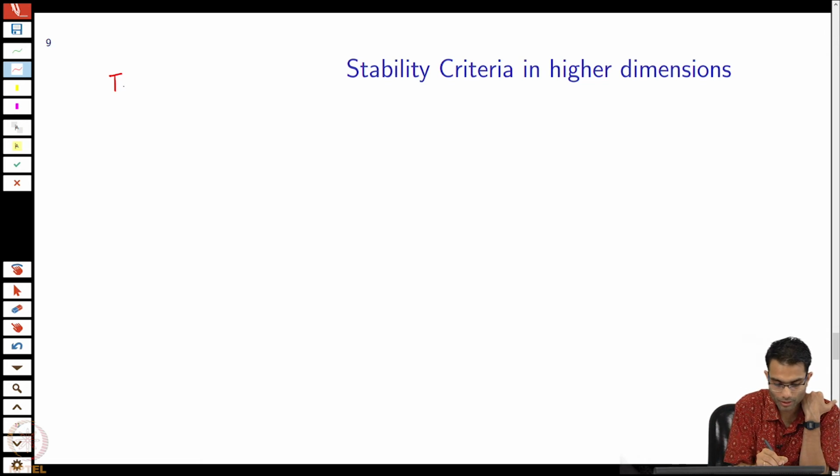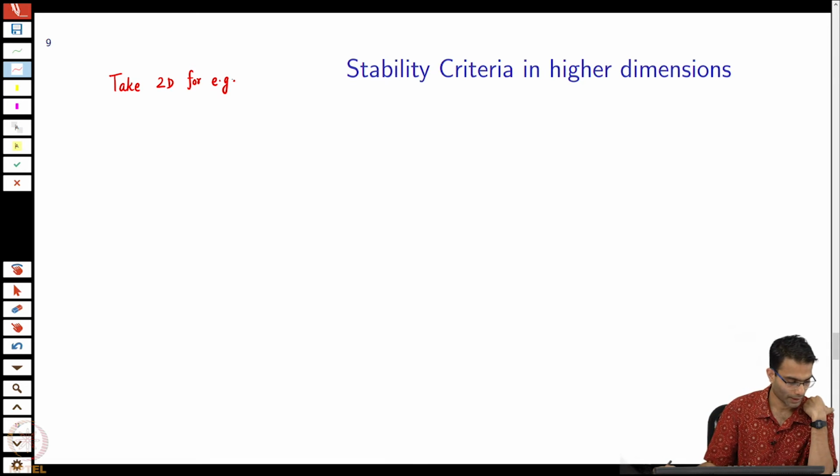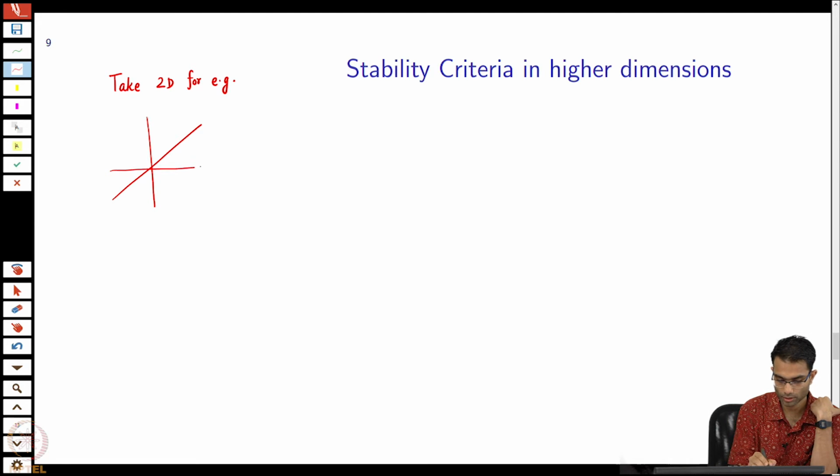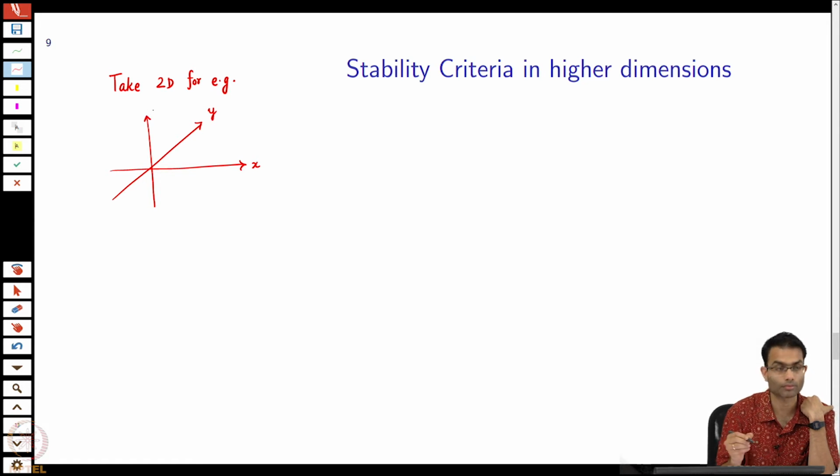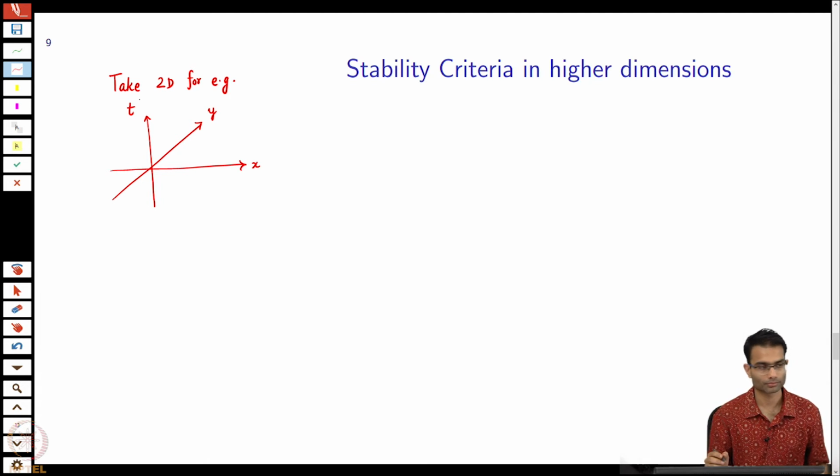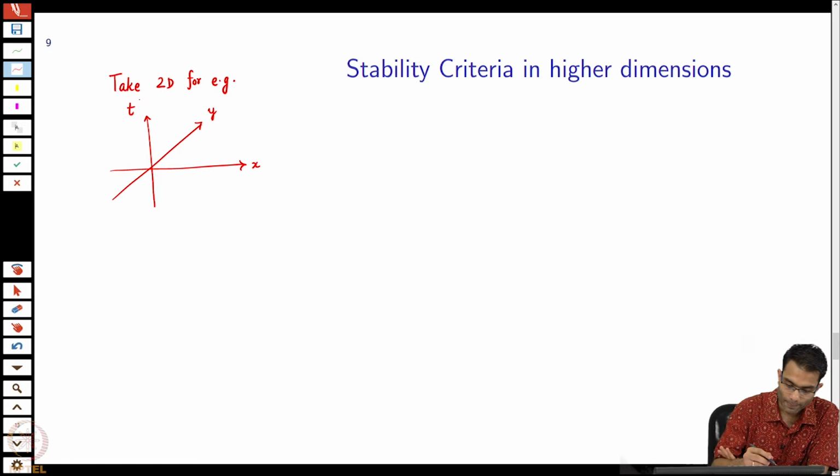So let's take 2D for example. Okay. So I have to try to draw something in 3D. So this is my x, y. What should this axis be? T, not z. It's a 2D. There is no z. And within this I have my variables like this.